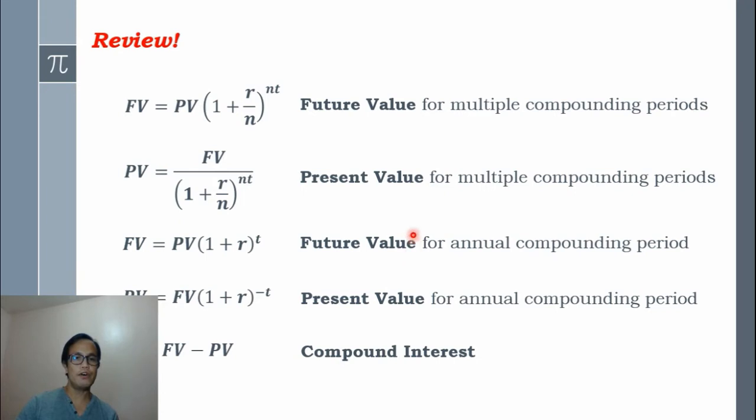The third formula is for finding the future value for annual compounding period. The same as with the fourth formula, this is for finding the present value for annual compounding period, meaning the amount is compounded once a year, per annum, or every year. Then the last formula is for finding the compound interest. You have here I sub c, or the future value minus the present value. So we will be using this formula in solving problems involving compound interest.